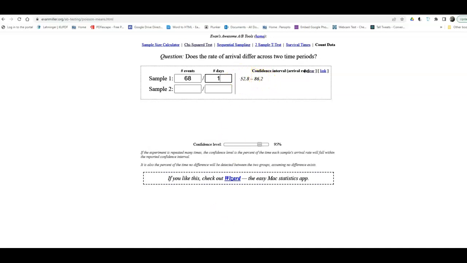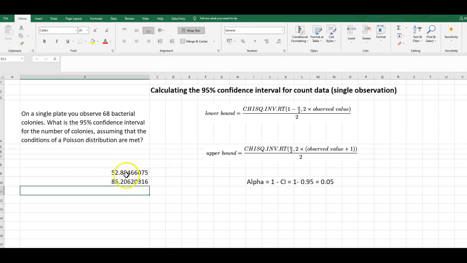That would give us our confidence interval, and that is pretty much in line with what we just calculated here. So I hope this makes sense, and thank you very much for watching.